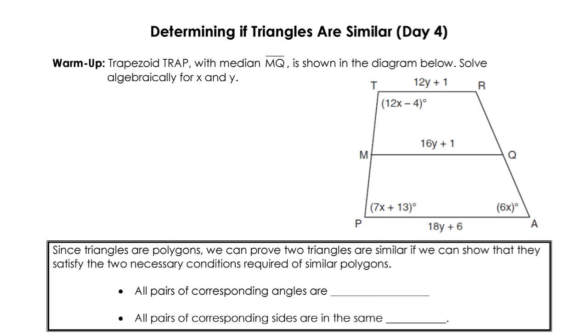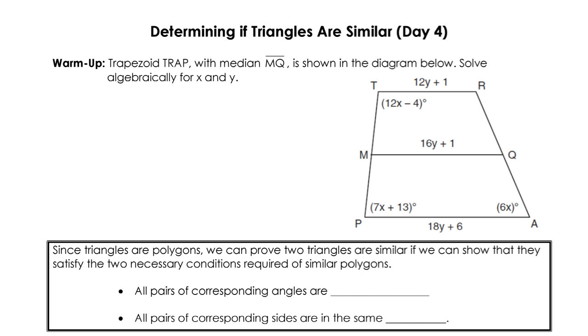Hey guys, we're on Unit 7. This is day 4, and we're going to determine if triangles are similar today. All right, so similar triangles have the same shape, different size, but how do you determine if they have the same shape? So we'll talk about the things that we can check out to see if they have the same shape. Okay, but first we got to warm up.